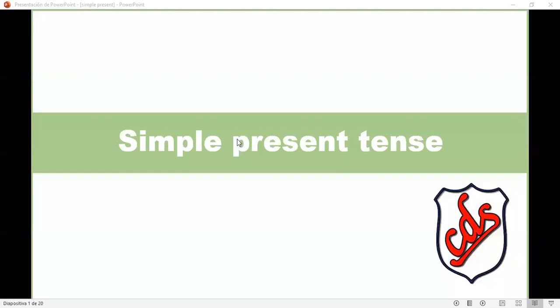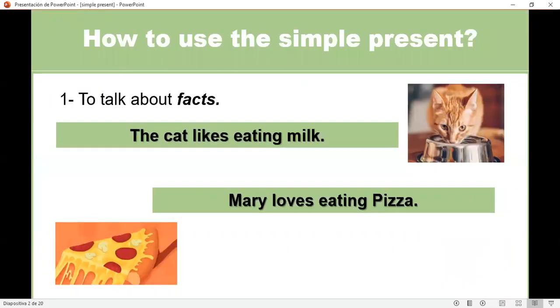Hard. Simple present tense. Simple present tense is used, number one, to talk about facts. Example number one, the cat likes eating milk. Example two, Mary loves eating pizza. Those are facts, hechos, hechos que pasan, okay? That is how to use it. And this is the first example.